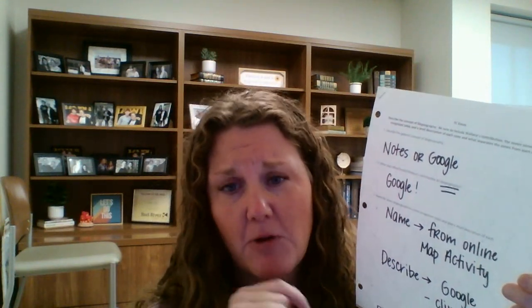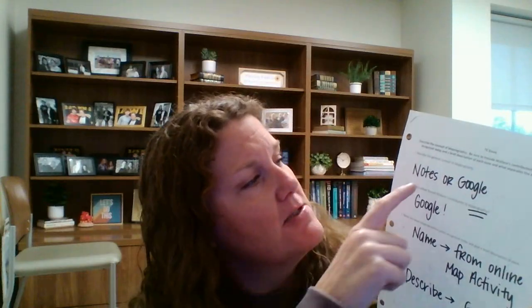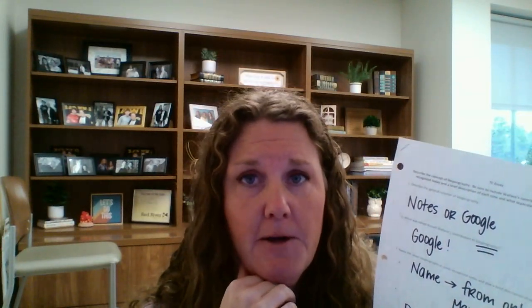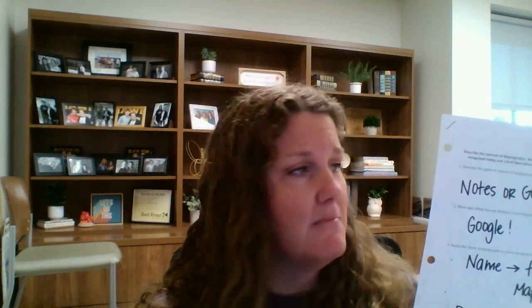So what I did was I broke the essay down into pieces. The first part says, describe the general concept of biogeography. Honestly, if you go to your notes, there's a definition about biogeography. If you want to Google that one, that is fine, okay?